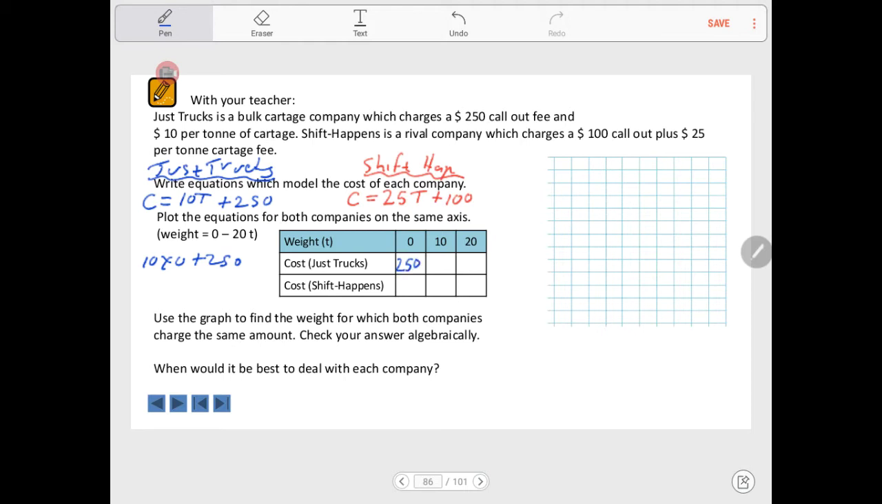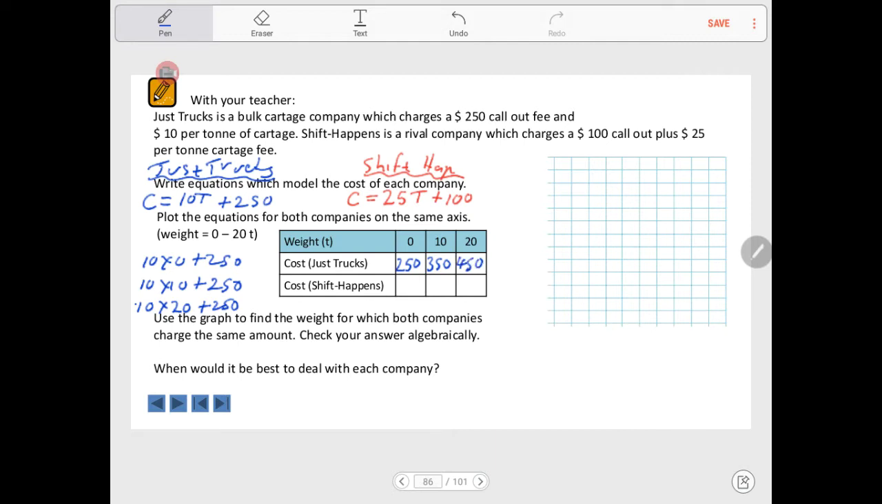So go ahead and fill in this table. I'll do the same as well. 10 by 10 is 100 and 250, 350. And finally for 20, we've got 450.